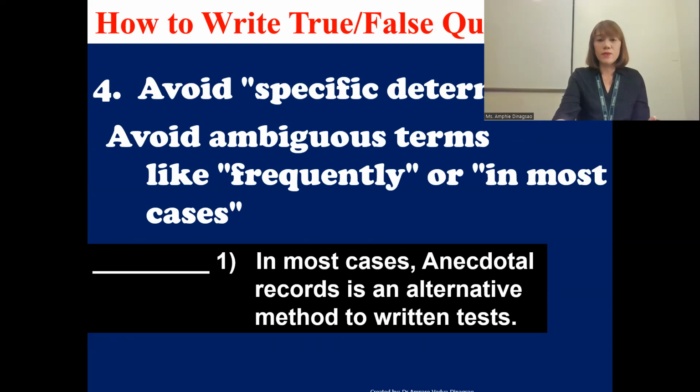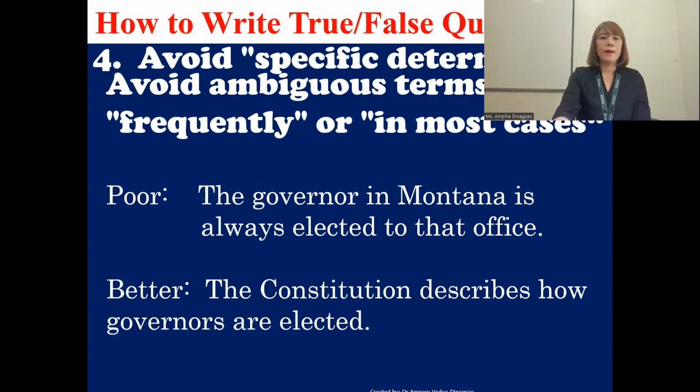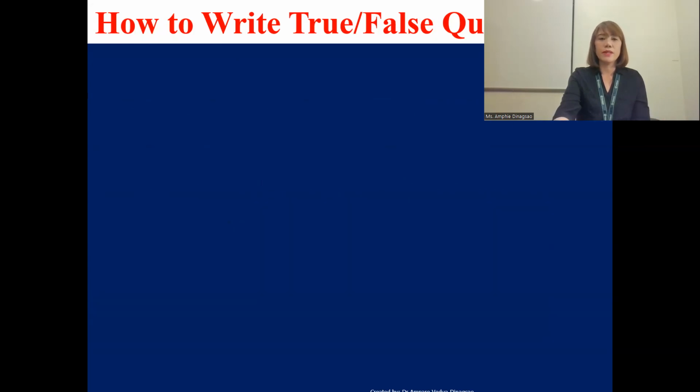Say, for example, this one: in most cases, anecdotal records is an alternative method to written tests. It has to be unequivocally true or unequivocally false at all times, okay? So let's just say, for example, this particular statement: the governor in Montana is always elected to that office. You might revise that: the Constitution describes how governors are elected. So you might want to consider that.